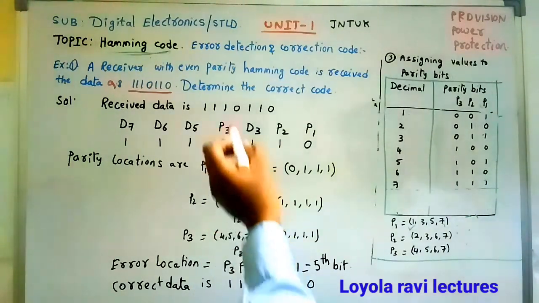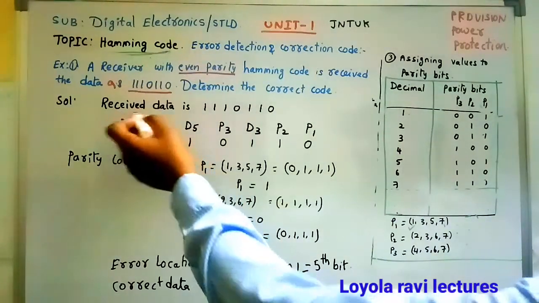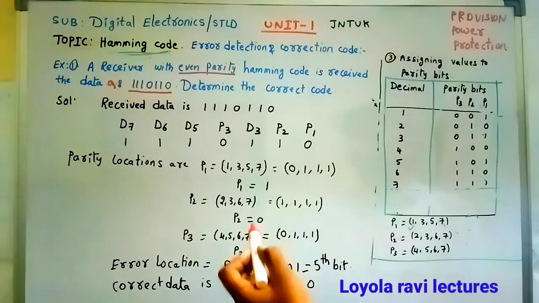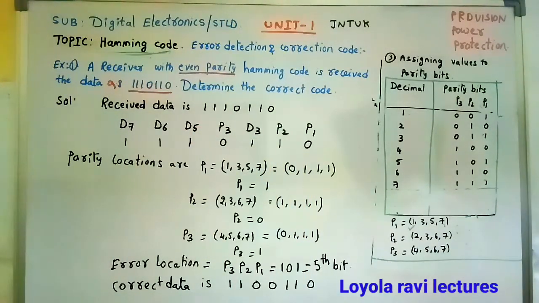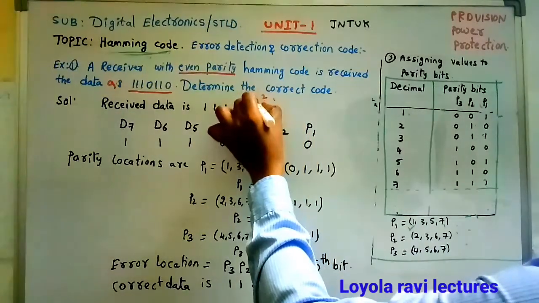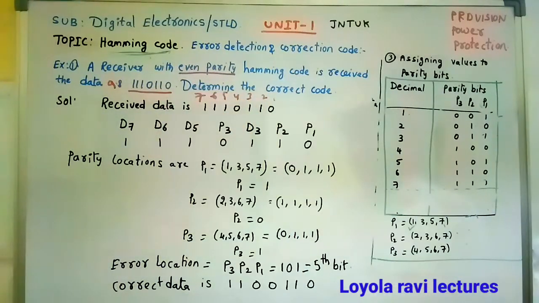Here which method is he using? Even parity method he is using. So first of all, the received data is 11101110. I am going to write it in terms of parities and in terms of data. We know that the locations are 1, 2, 3, 4, 5, 6, 7. 7 bits we are transmitting.